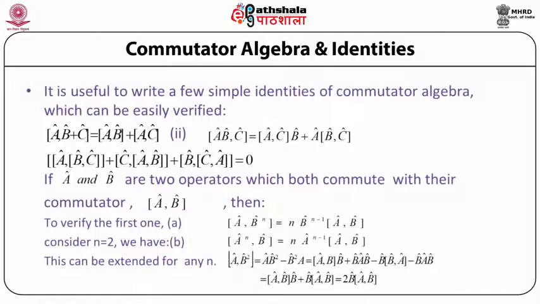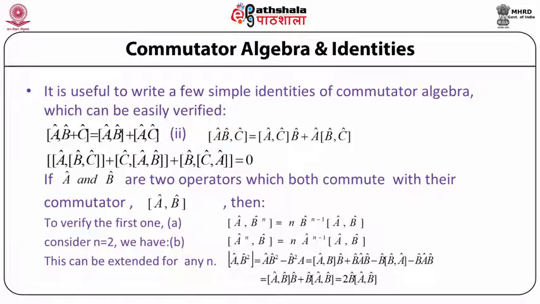Commutator algebra and identities. It is useful to differentiate operators; a few simple identities of what will happen when we differentiate the product of two operators in the quantum mechanical formalism with respect to a variable t are easily verified. The first such identity in the commutator algebra is d/dt of the commutator [A, F G] equal to the commutator [A, dF/dt] times G plus F times the commutator [A, G].